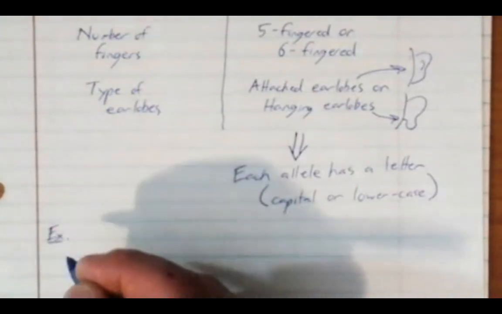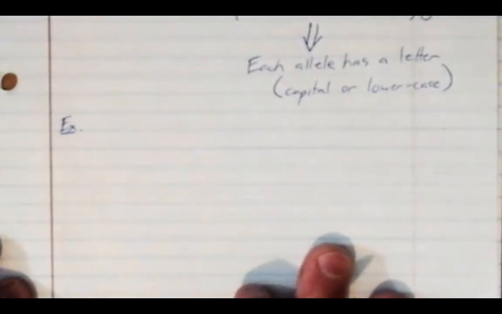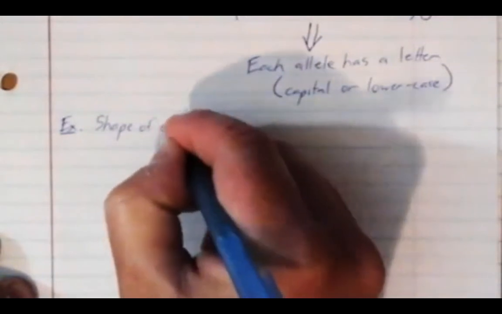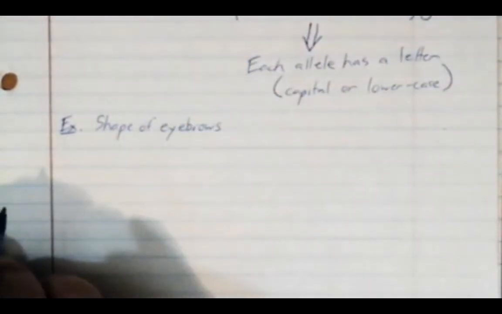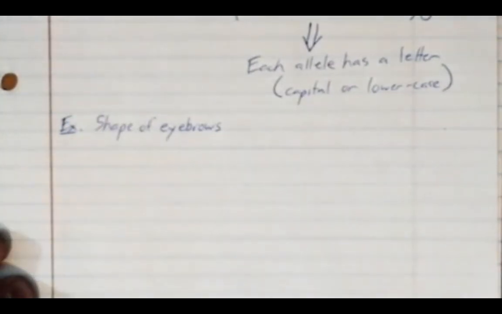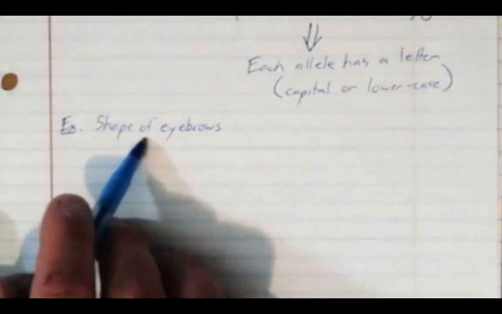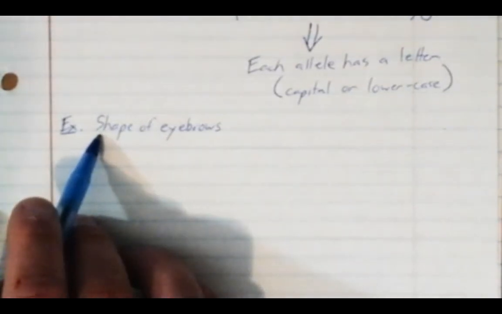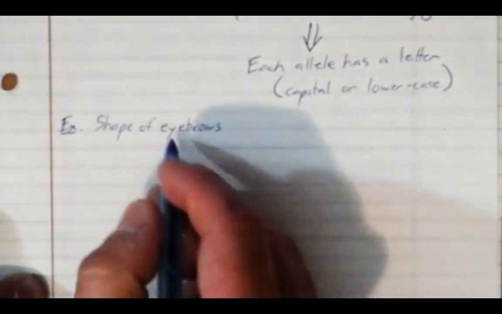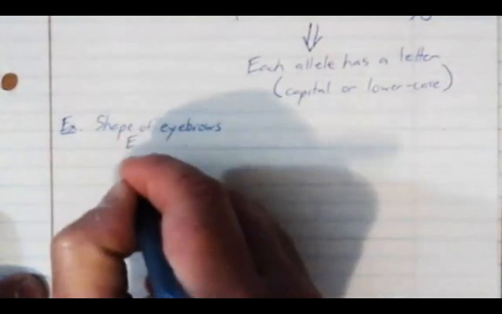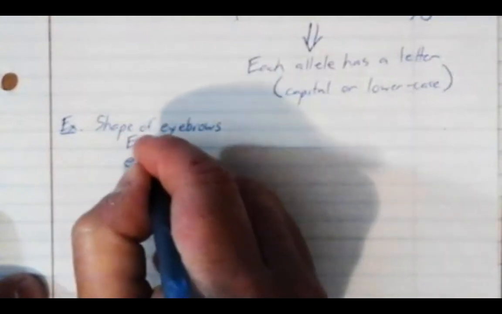So example would be shape of the eyebrows. Let's go with that trait. Okay. And I'm going to pick a letter. And a lot of times we can pick letters for anything we want. We could do E for eyebrows. We could do S for shape, although S is usually not a good letter. And I'll show you why in a second. Let's go with E for eyebrows. All right. So I got a capital E and a lowercase e.